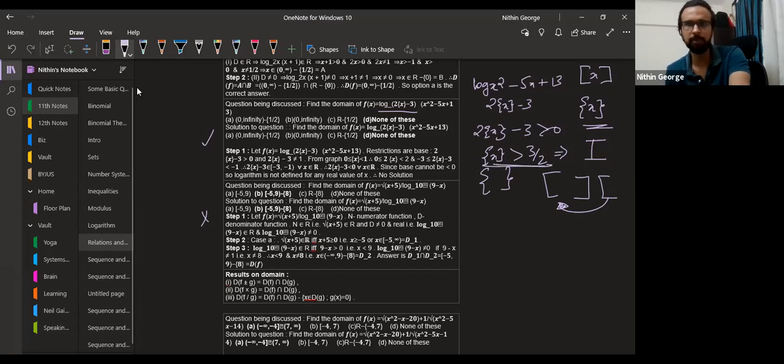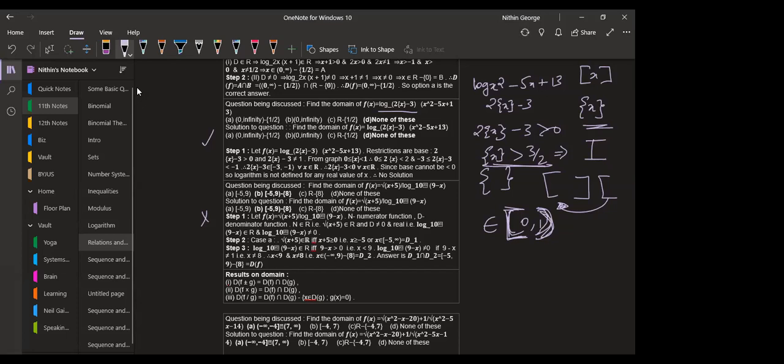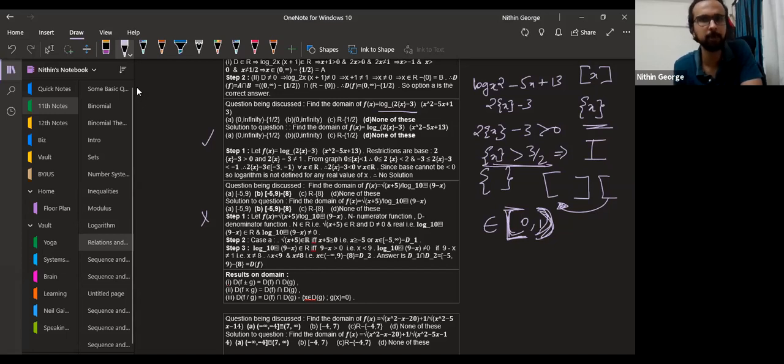Fractional part function cannot be greater than 3 by 2, because fractional part function lies between 0 and 1. Are you following? Yes, sir. 0 and 1 is where fractional part function lies between. Now, fractional part function here should be greater than 3 by 2 for this to exist. So it's not possible. There will not be any solution. That's it. Got this?